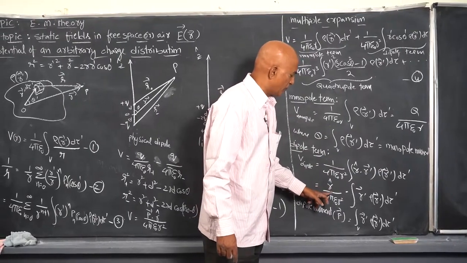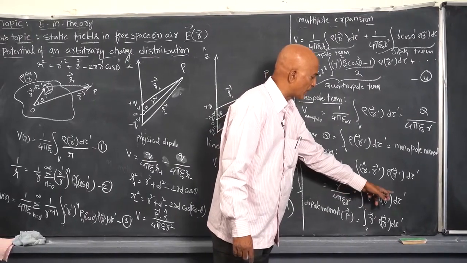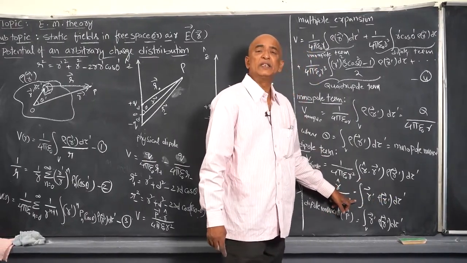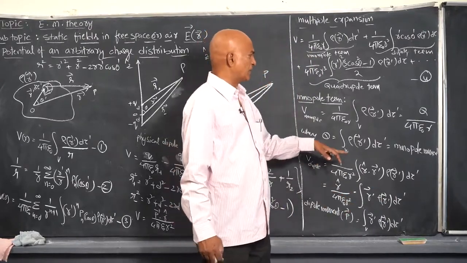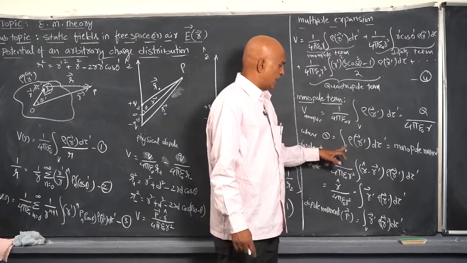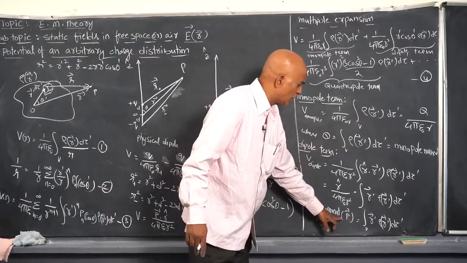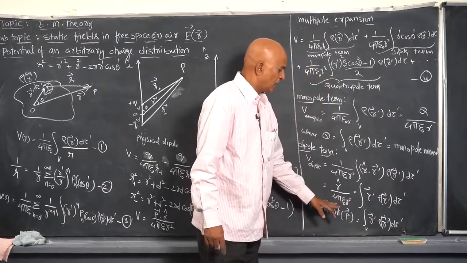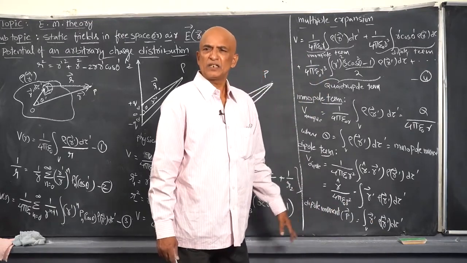So r cap by 4 pi epsilon naught r square dot integral r prime into rho of r prime d tau prime. Now this quantity is defined as the dipole moment of the charge distribution. The monopole moment of the charge distribution is the net charge, whereas the dipole moment is P equal to the volume integral of r prime into rho of r prime into d tau prime. This is the dipole moment written for a volume charge distribution.